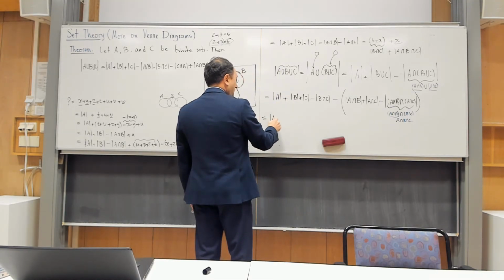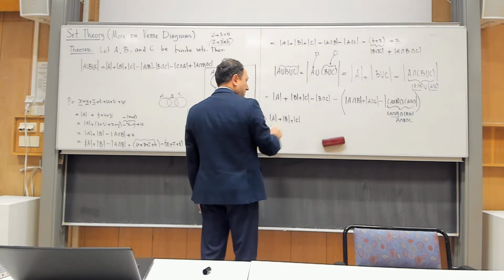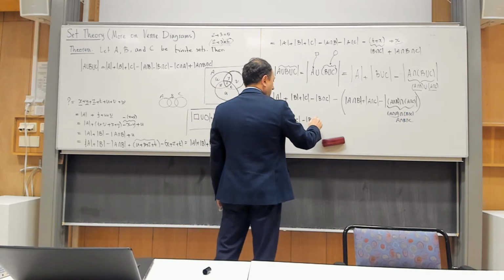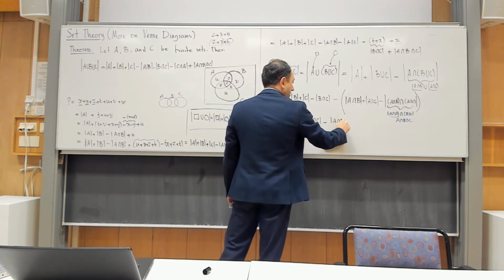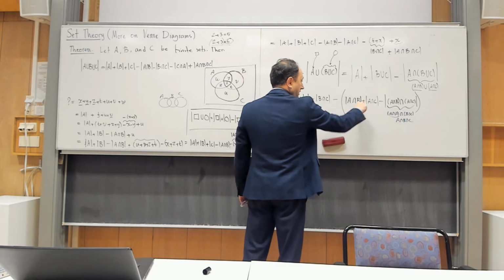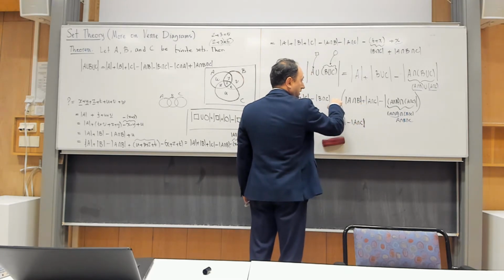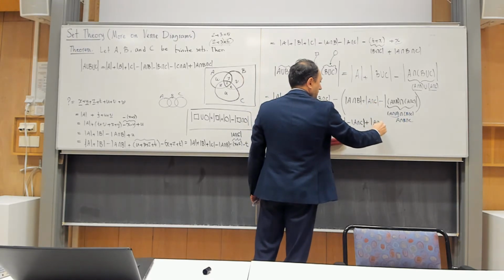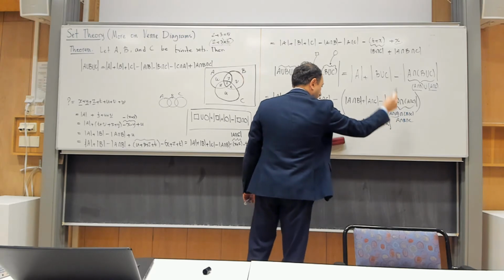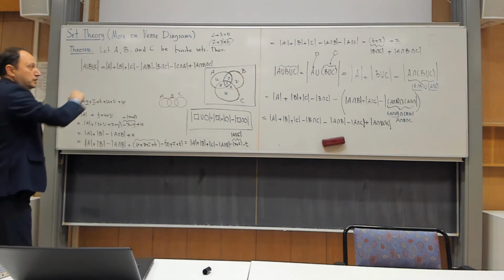So it becomes cardinality of A plus cardinality of B plus cardinality of C minus cardinality of B intersection C minus cardinality of A intersection B, again minus cardinality of A intersection C, but minus times minus is plus cardinality of A intersection B intersection C. And that is the rigorous way of proving this.